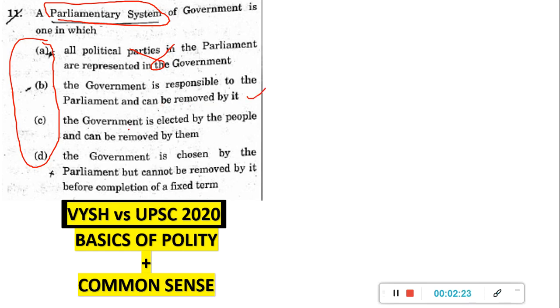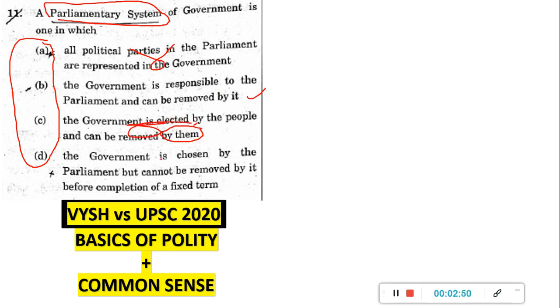But never stop reading. You have to read all the statements, and only then come to an answer when you have ABCD. Now, the government is elected by the people and can be removed by them. People can elect, that is true, but people cannot remove. That happens in a direct system. Ours is an indirect system, so they cannot remove. For 5 years they will be there unless a no confidence motion happens inside the parliament. The people don't do that, the members do it. So this is wrong.